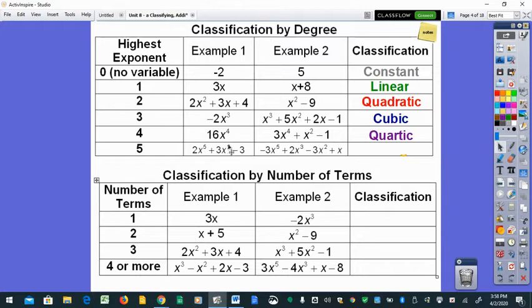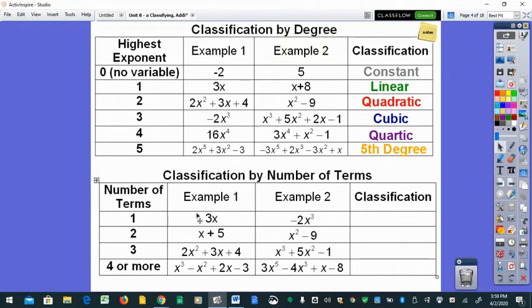And then once we go past the 4, we don't have special names. We just call them 5th degree, 6th degree, 7th degree, that type of thing. So that's kind of like giving the polynomial a first name. But of course, we can also have a last name. So you're going to classify, you're going to name it by degree, which is what we just did here.